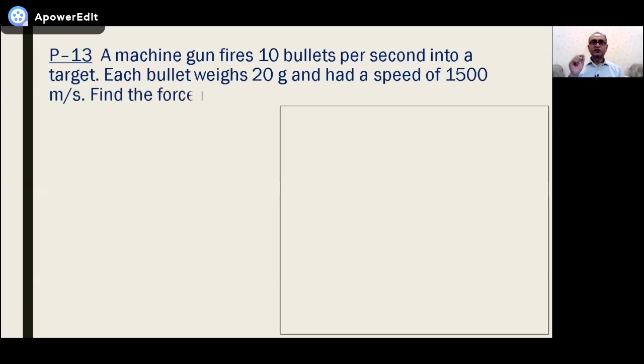Okay. What is the mass of each bullet? 20 gram. So in 1 second, 10 bullets are coming out. So what is the total mass of these 10 bullets? 20 multiplied by 10, 200 gram. So in 1 second, around 200 gram of bullets are coming out. We will convert this gram into kg, right?